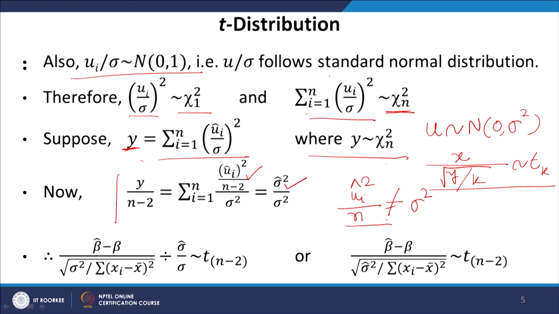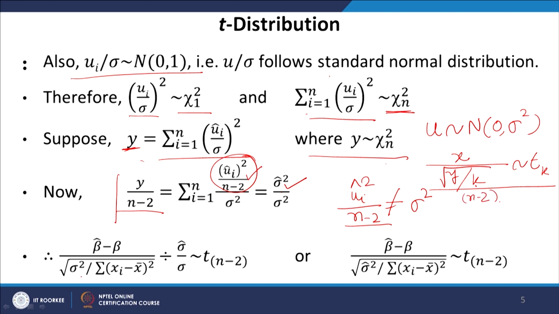An unbiased estimator of the population error variance divides by n minus 2 when we have only 2 parameters, or rather one constant term and one independent variable, right. So, when we divide by n minus 2, we are replacing this thing with sigma hat square. So, this is y divided by n minus 2. In place of k here we actually have n minus 2.